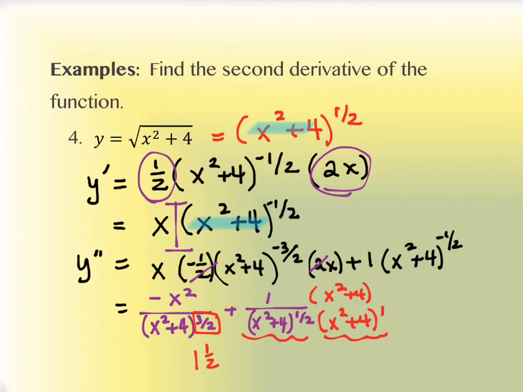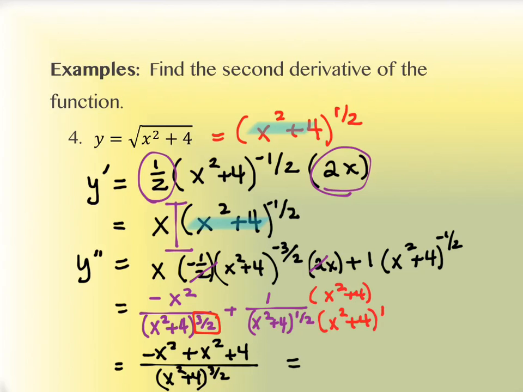So I can get a common denominator by multiplying by x squared plus 4. But of course, if I do that to the denominator, I have to do it to the numerator. So this ends up giving me negative x squared on top. I have x squared plus 4 to the 3/2 on bottom. And then over here, I've got plus x squared and plus 4. So what does this numerator become? 4. So the second derivative is 4 over x squared plus 4 to the 3/2.